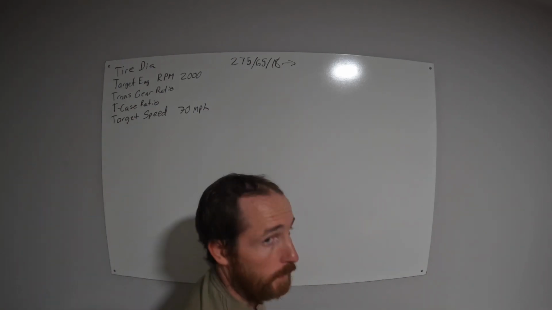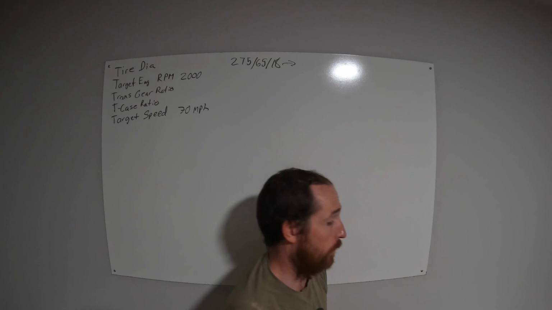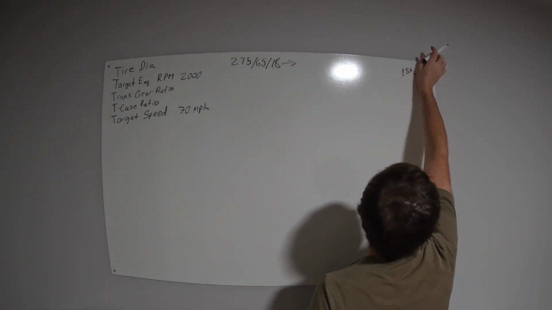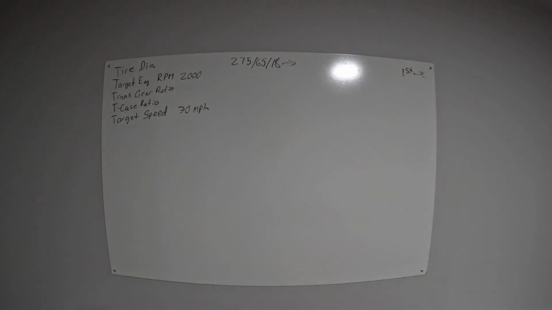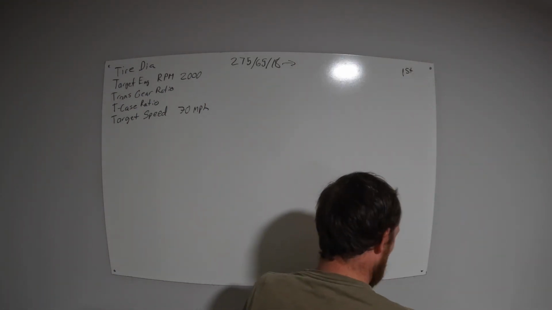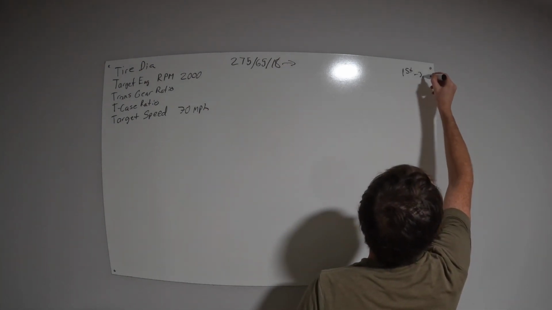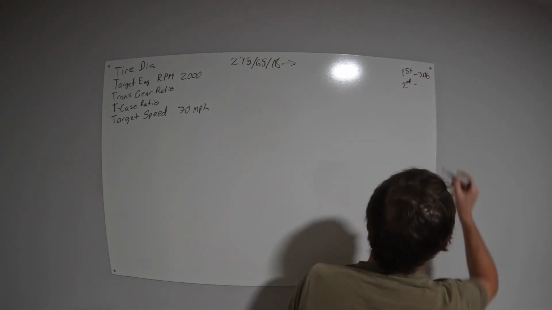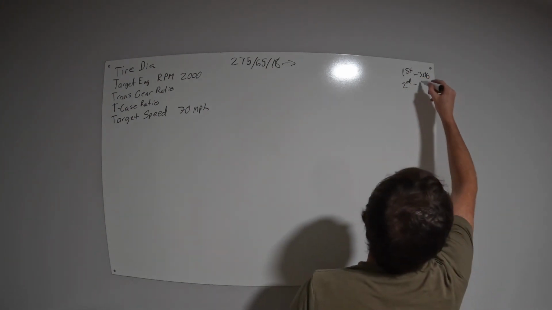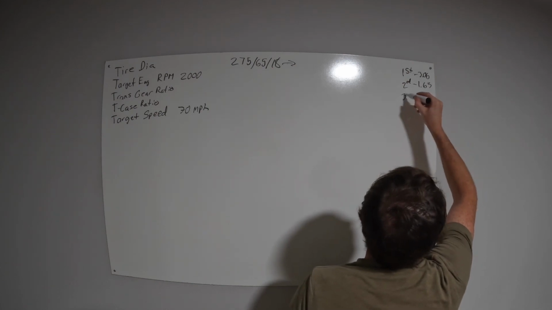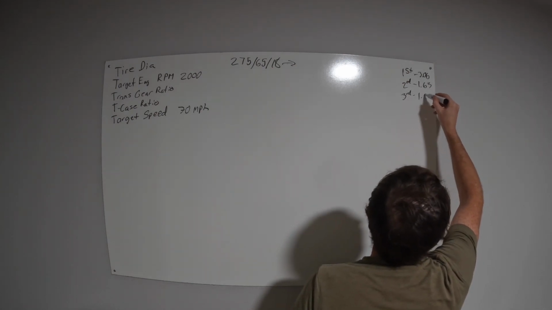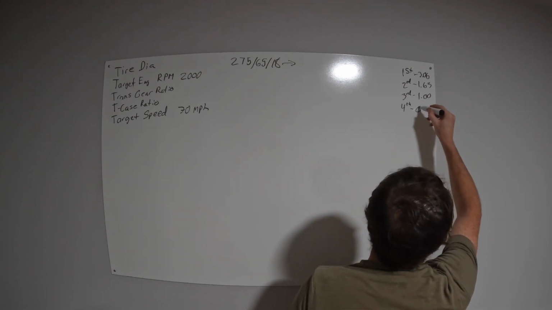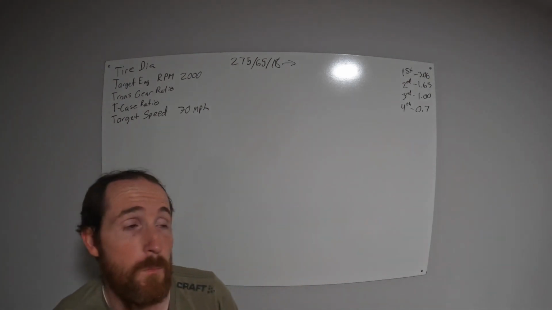I know my transmission in that is a 700R4. So first gear is not one. Sorry, let's try this again. I just wrote on my wall. First gear is 3.06. Second gear is 1.63. Third gear is 1.00. And fourth gear, which is overdrive, is a 0.7. Yeah, I have some notes over here in my cheat sheet.